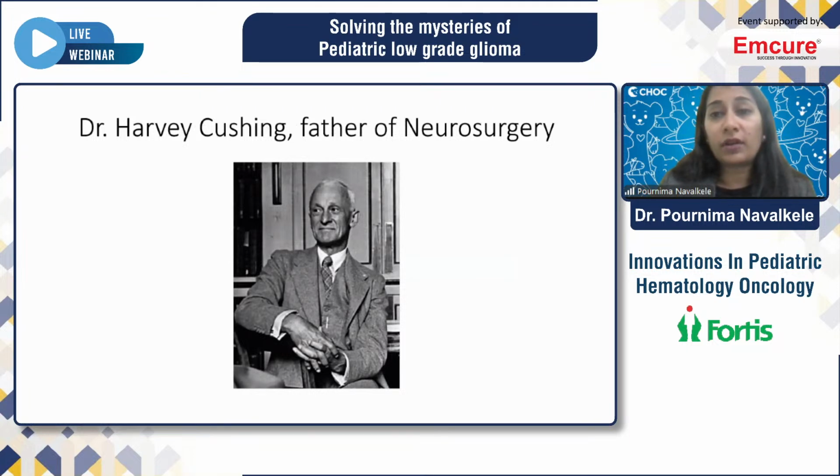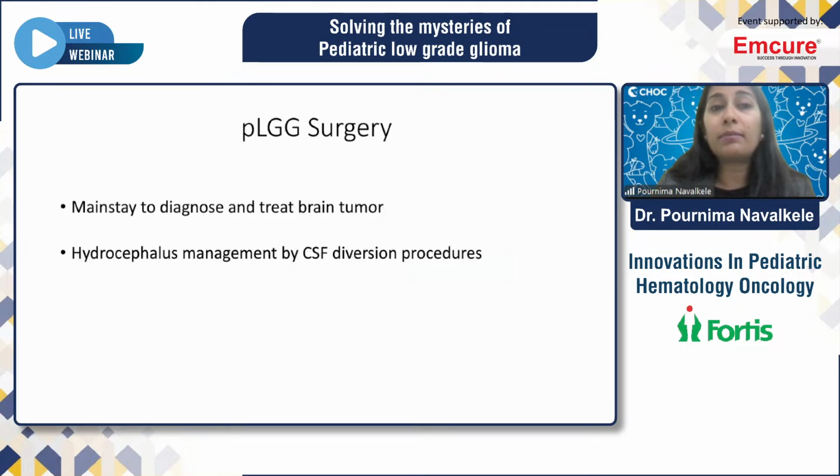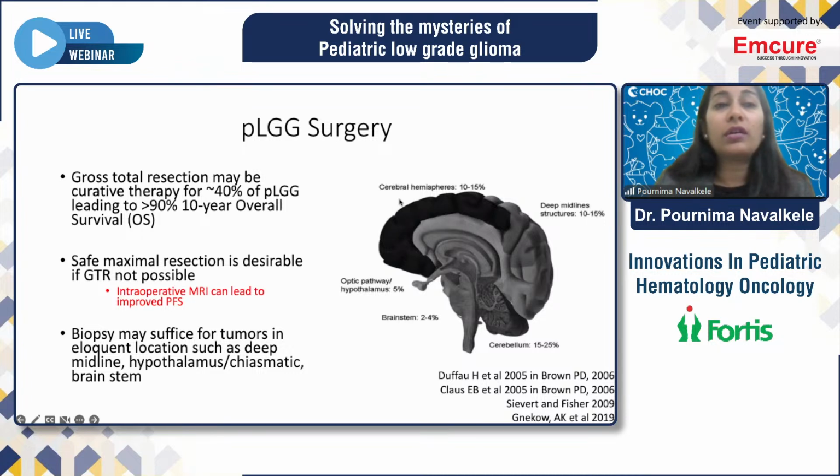Dr. Harvey Cushing, the father of neurosurgery. So, as I said, PLGG surgery is the mainstay to diagnose as well as to treat brain tumor. And of course, neurosurgical intervention is absolutely important for hydrocephalus management by CSF diversion procedures and when it comes to neurosurgical emergencies. So the gross total resection can be curative for around 40% of PLGGs, and it can lead to more than 90% 10-year overall survival.